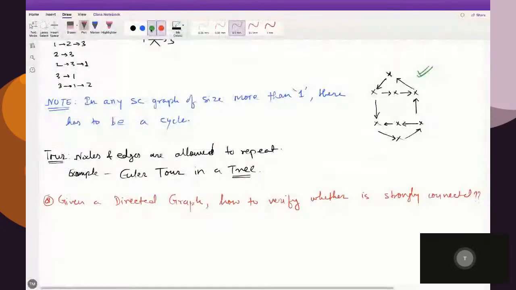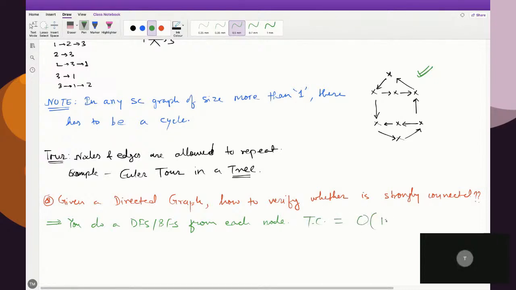So the obvious solution is you do a DFS or BFS from each node, right? You do a DFS from each node. But then the time complexity for this will be order V into V plus E, because you have to do the DFS from each node, right? Then how do you solve this problem? How can you do this in a better complexity?